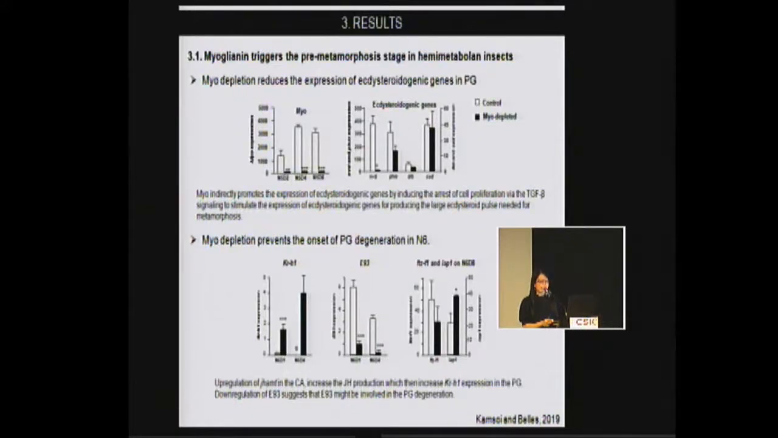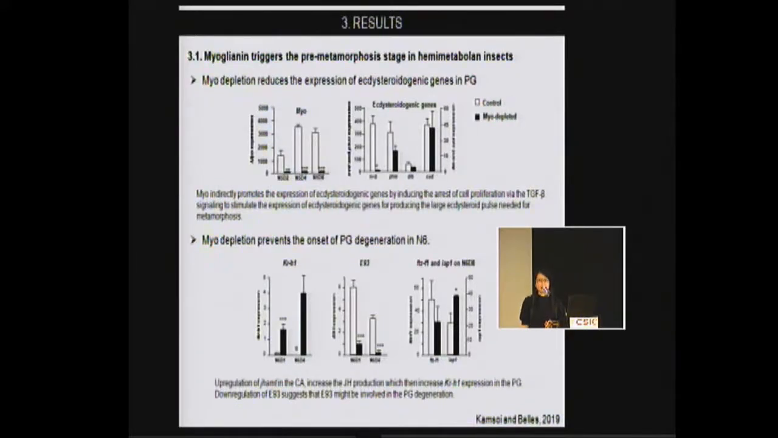And also in this study, we found that since the nymph molts to supernumerary nymph after the sixth nymphal instar, it means the prothoracic gland did not degenerate after the last instar. So when we measured the expression of Krüppel homolog 1 and E93 in the PG, we found upregulation of Krüppel homolog 1 and downregulation of E93.